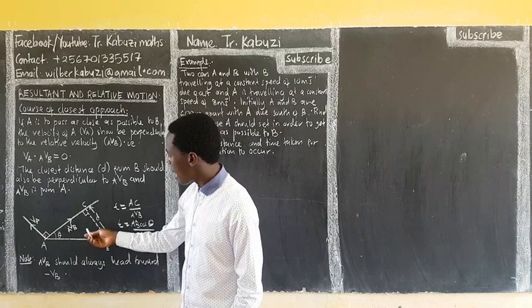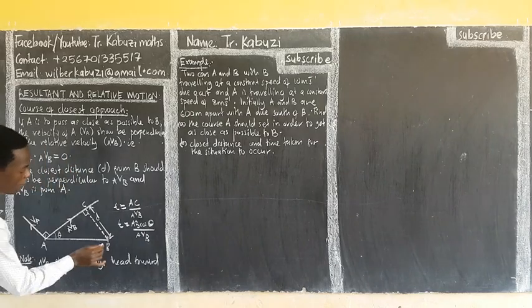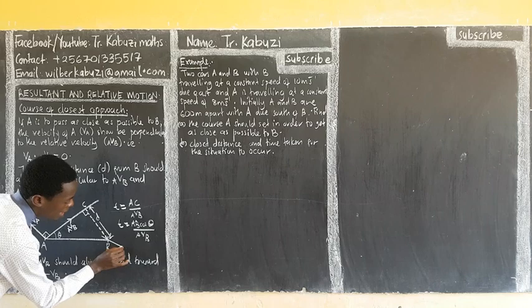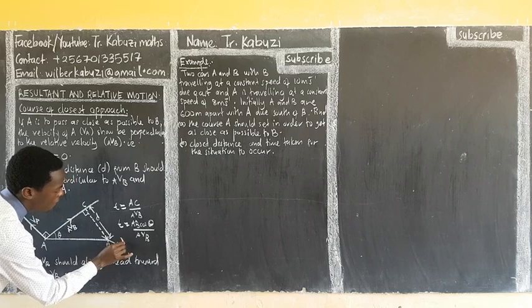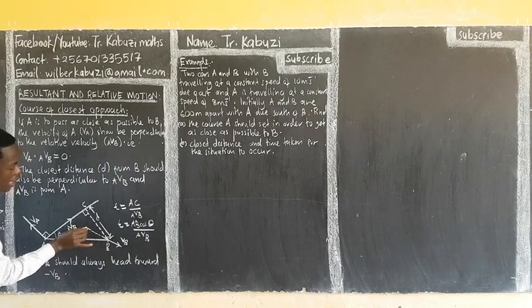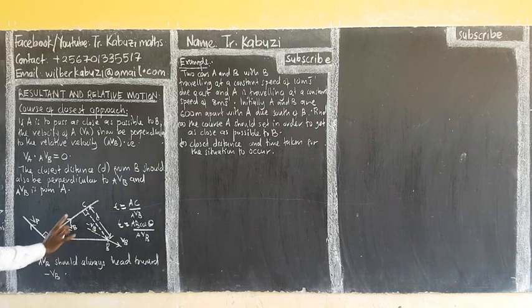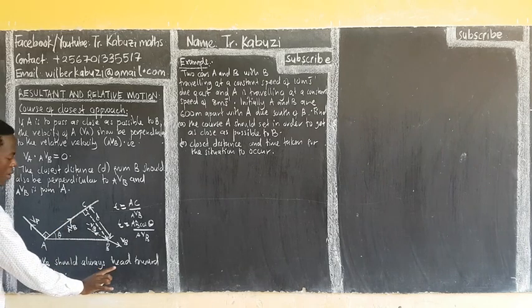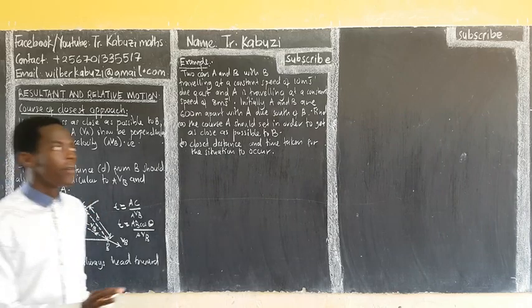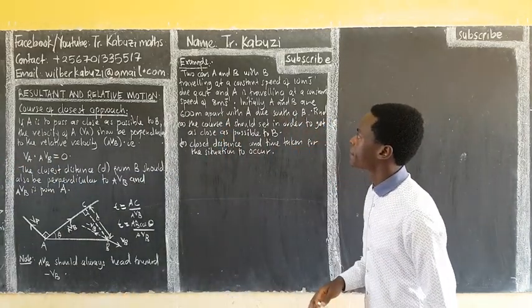So this implies that, if this is the velocity of B here, VB, then this one is the negative velocity of B, the opposite direction. And VAB should always head towards it, as you see. When you know these ones, the rest are going to be very much the same. Let us come to this question.